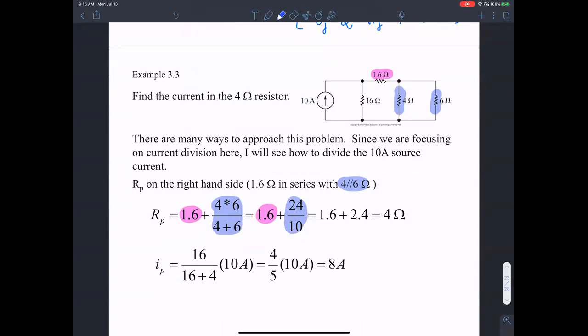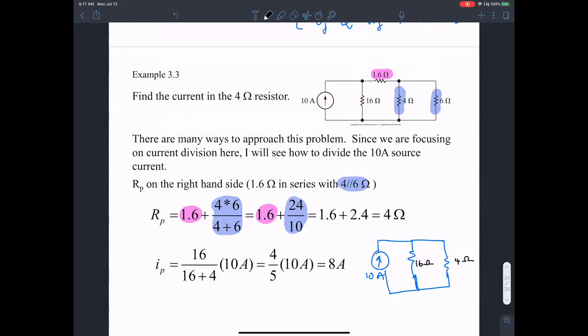And therefore it's going to come out to be a total equivalent of 4 ohms. So this combination of 1.6 and 4 and 6 on the extreme right gives rise to a resistance of 4 ohms, which is in parallel with this. So the equivalent circuit here is 10 amperes and then 16 ohms. I'm going to replace these three resistances using their equivalent resistance of 4 ohms. Let me be a bit more tidy here. So this is 16 ohms and this is 4 ohms.